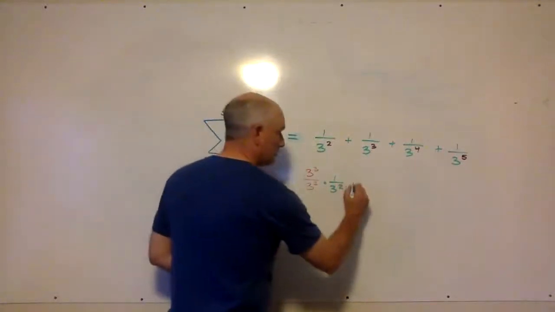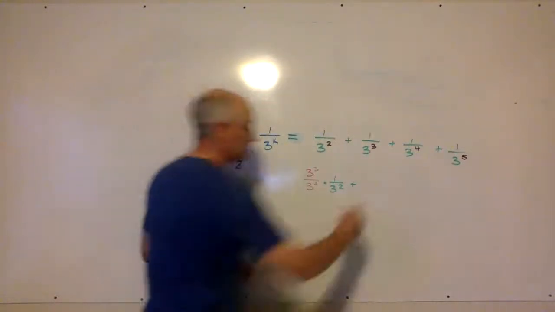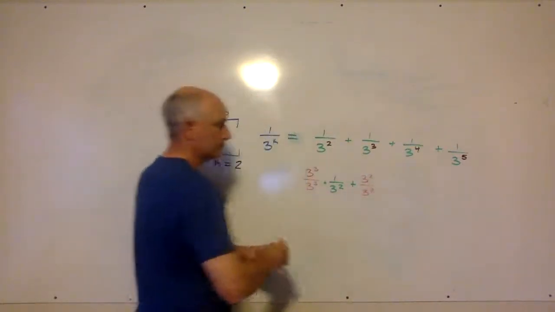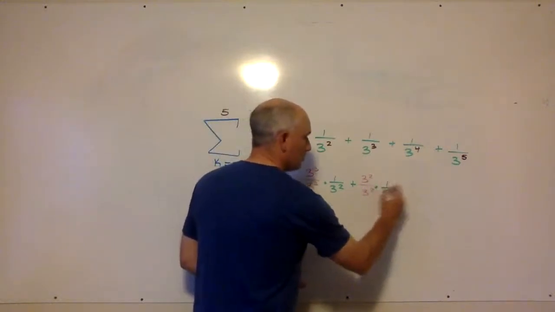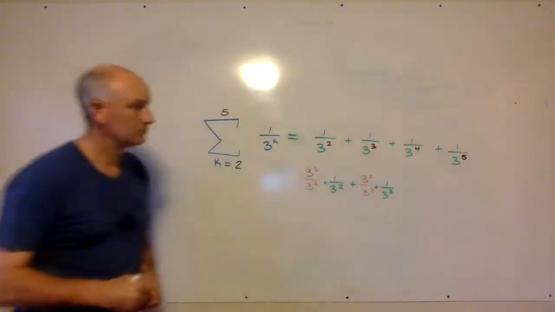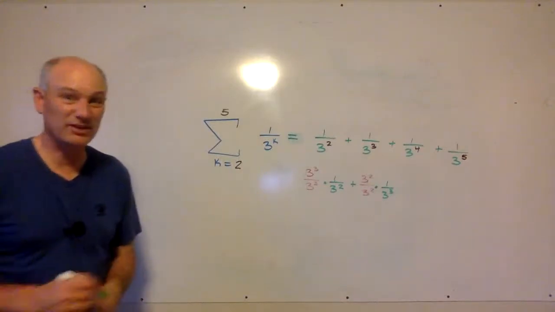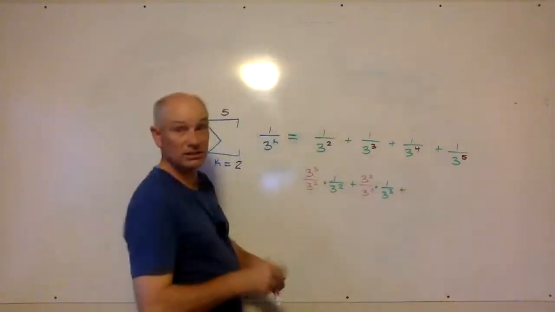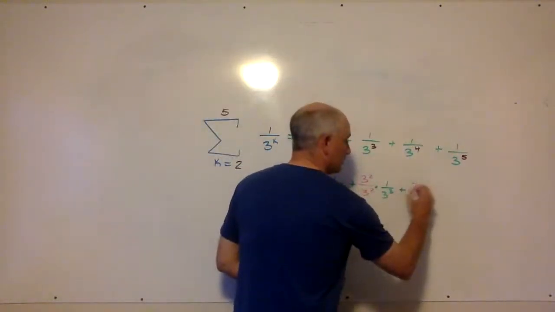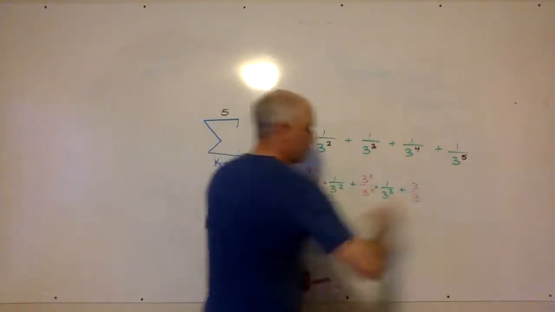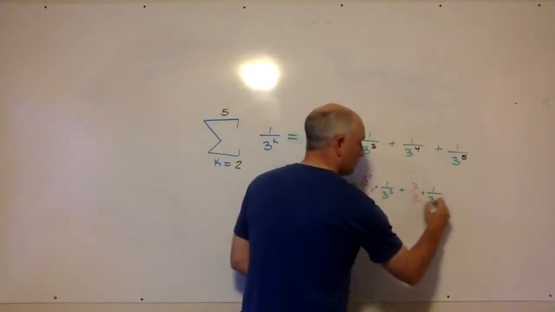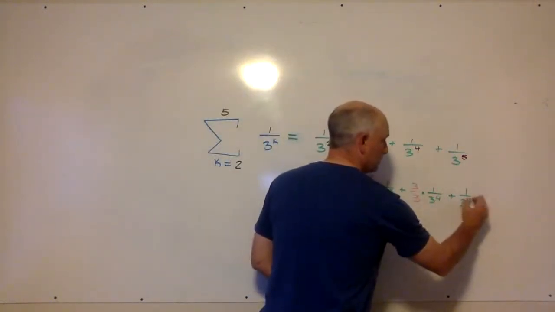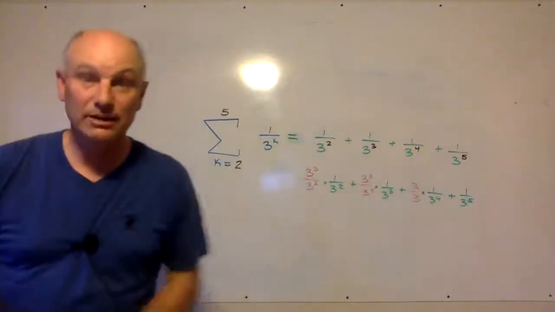Let's do it in the second one. In this case, I only need 3 squared. 3 squared over 3 squared times 1 over 3 to the third. Should hopefully be seeing the pattern's not too hard here. Let's do another one. Now I'm only missing a 3. 3 over 3 times 1 over 3 to the fourth. And finally, plus 1 over 3 to the fifth. That's our common denominator. So just like that, we've got our common denominator.